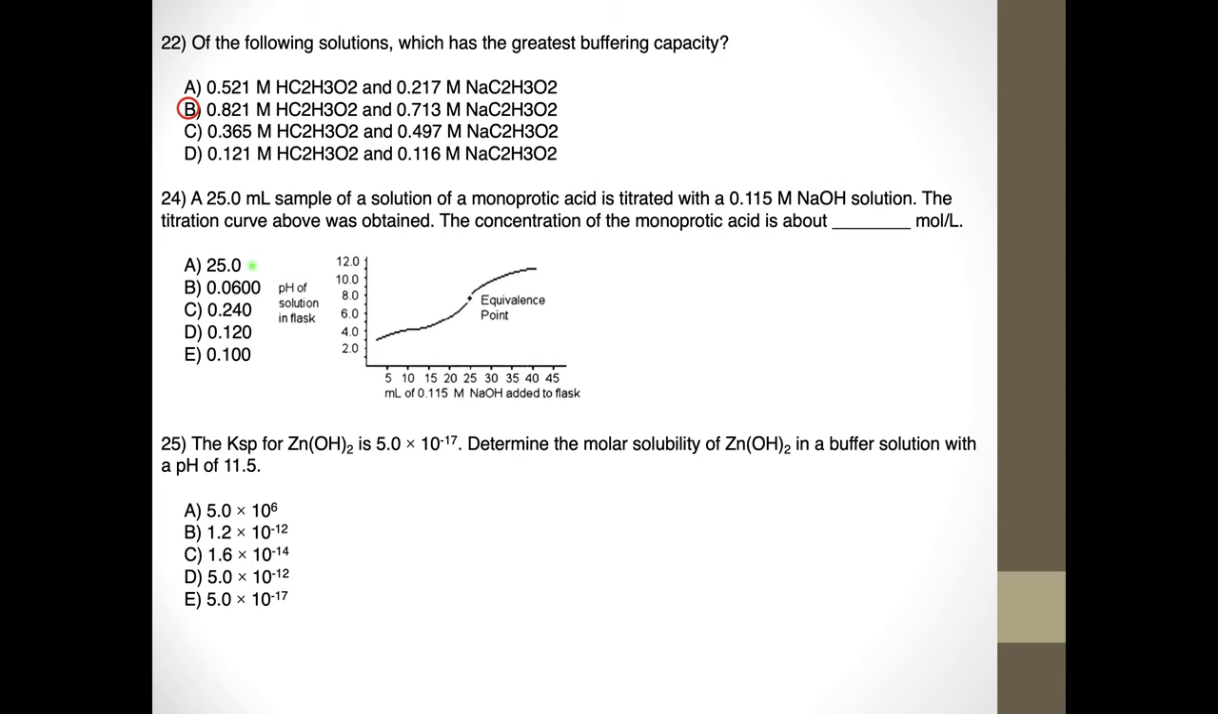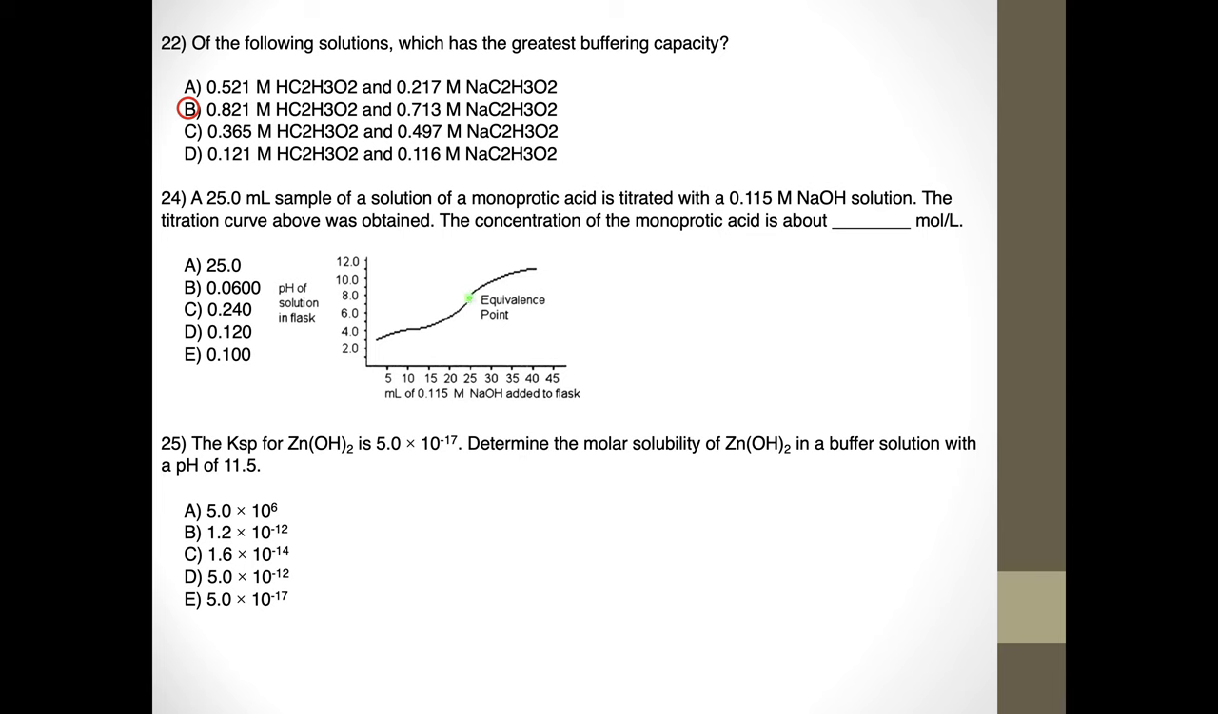Number 24, a 25 mL sample of a solution of a monoprotic acid is titrated with a 0.15 molar sodium hydroxide solution. The titration curve is this one here. We need to calculate the concentration of that monoprotic acid. So we are doing a titration of this monoprotic acid with sodium hydroxide. We can see here the curve of titration, and at the equivalence point you know that you have basically consumed all the acid because you're doing the titration with the base.